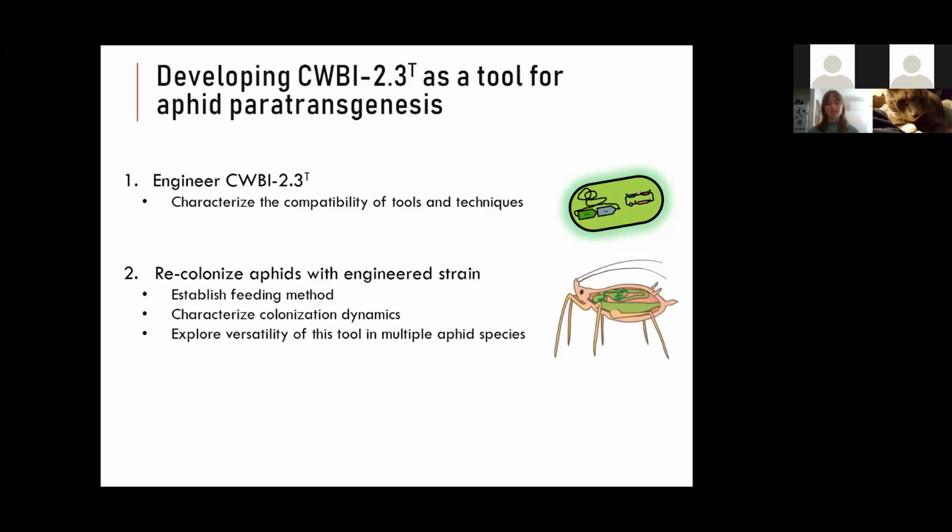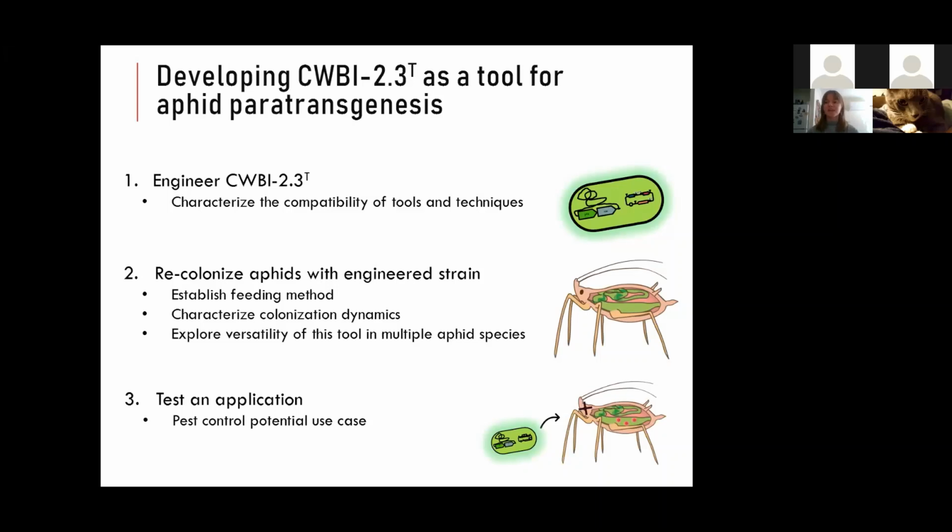And then once we've engineered the strain, we need to establish a method for actually delivering this back to the aphids, characterizing the dynamics with which it colonizes the insect itself and how it's transmitted from generation to generation, and then exploring the versatility of the tool in more than one aphid species, because ideally you'd like to be able to use this in a variety of different species. And then third, of course, we want to actually test an application for this tool. In the case of mine, as you may have gathered from the title, that application is a pest control potential use case, which I'll go into more detail later.